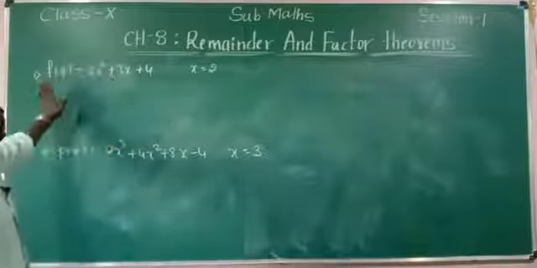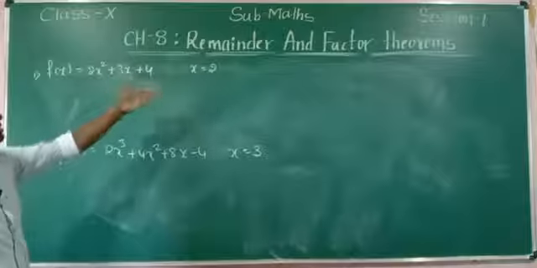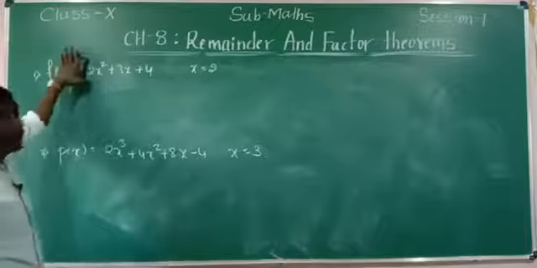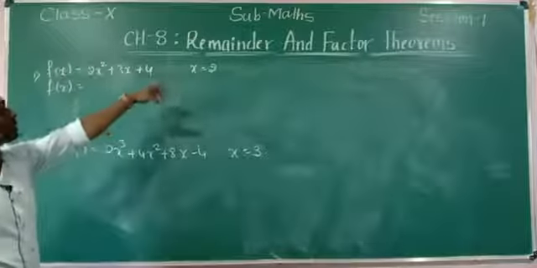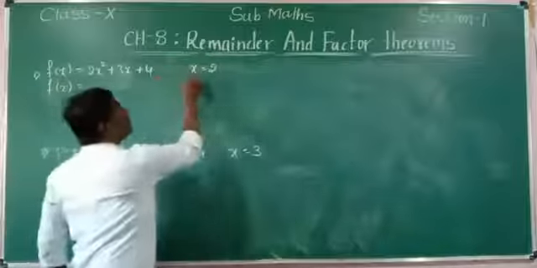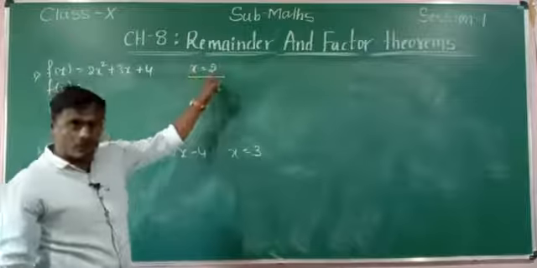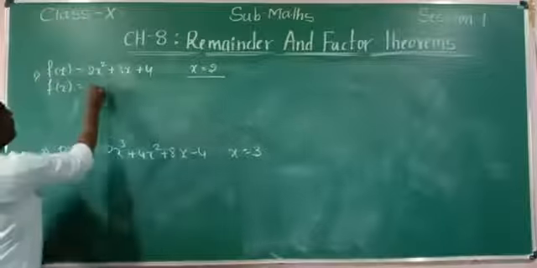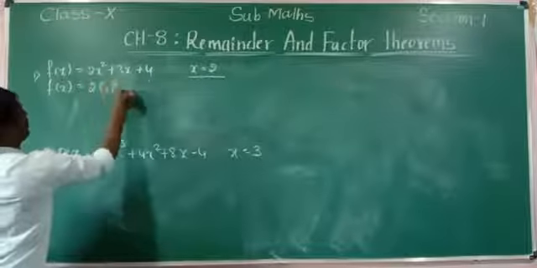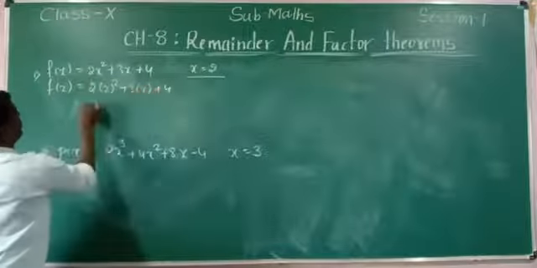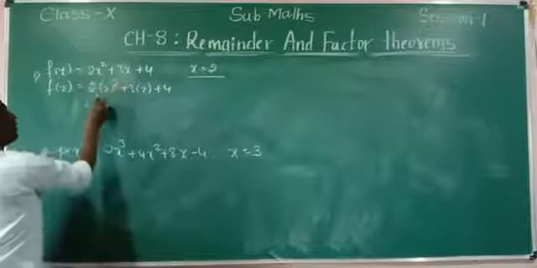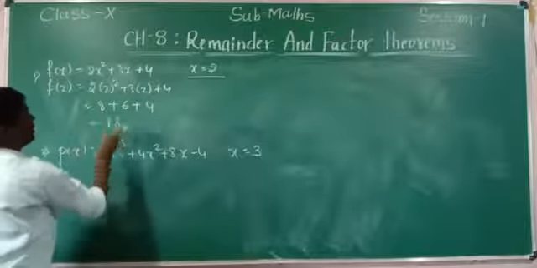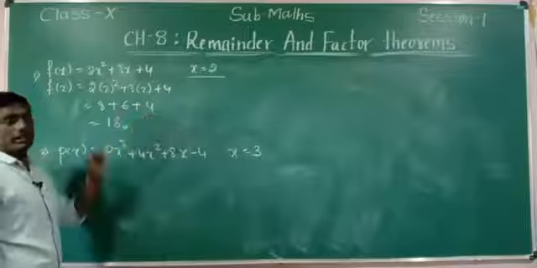Okay, listen here. The x value is already given, x is equal to 2. So f of 2: the value of the whole expression depends on the value of the variable. The value of the variable is already given, that is x is equal to 2. So by substituting x is equal to 2 in the expression, we simplify it. 2 into 2 square plus 3 into 2 plus 4. 2 square is 4, 4 2s are 8, 3 2s are 6, plus 4. 6 plus 4 is 10, 10 plus 8 is 18. So the final answer becomes 18.